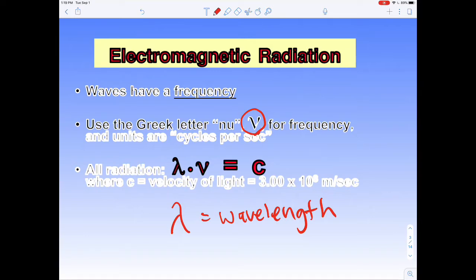c is equal to the speed of light, which is 3 times 10 to the 8th meters per second. We'll be using this equation in the honors class. If you're in the regular class, you don't have to worry about this equation.